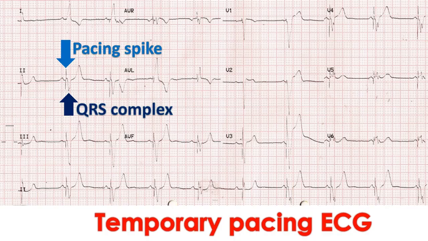Here is an ECG of a person who has been given temporary pacing. The narrow spikes prior to each QRS complex is the pacing spike, the electrical signal delivered by the pacemaker. QRS complex is the electrical activity of the lower chambers of the heart, which occurs as a result of pacing in this case. This electrical activity causes the heart muscle to contract and pump blood.